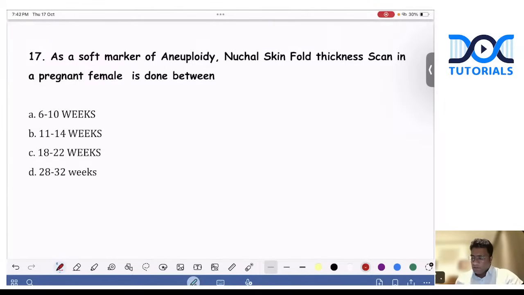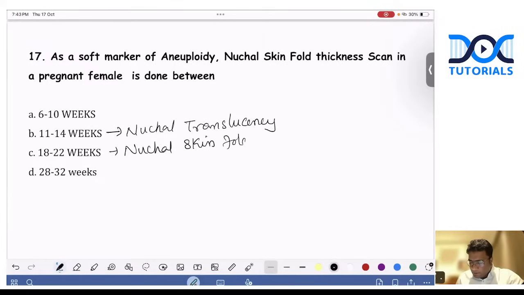Very good. So please remember, 11 to 14 weeks is for nuchal translucency. Nuchal skin fold thickness is between 18 to 22 weeks of gestation. Nuchal skin fold thickness is different. Nuchal translucency is different. In nuchal translucency, you look at the lucent area behind the neck. In nuchal skin fold thickness, you look at the skin fold behind the occiput. The normal cutoff for nuchal translucency is 3 mm. Nuchal skin fold thickness is less than 6 mm.